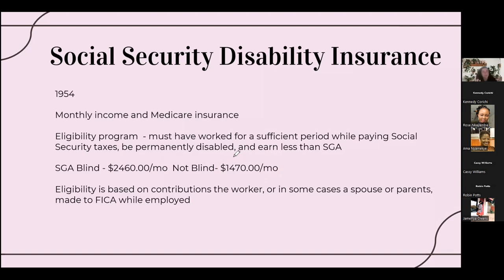Now, let's say my SSDI check is $500. That means in a month, I'm making $2,000, which, to Amma's point, what if my rent is only $1,500? I have to live off $500. So that's when people go, okay, I have the capacity to make more money to suit my living needs. I'm going to forego the SSDI.